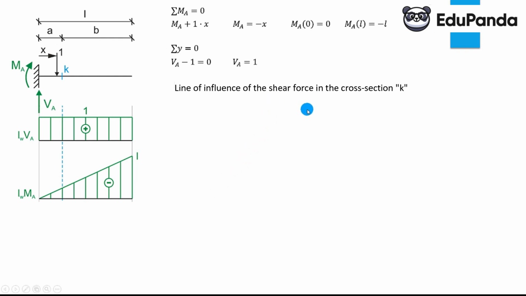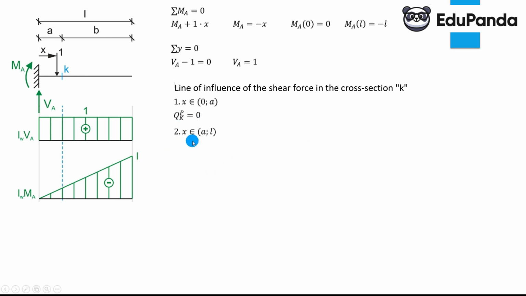First, the influence line of the shear force in cross-section K, here as in the previous part. In two cases, the force is before the cross-section and after the cross-section. It will always be like this with these large Gerber beams, always in two cases. If the force is before the cross-section, that is from 0 to A, we look from the right side. If the force is from 0 to A, then we do not see anything looking from the right side, meaning the shear force is equal to 0.